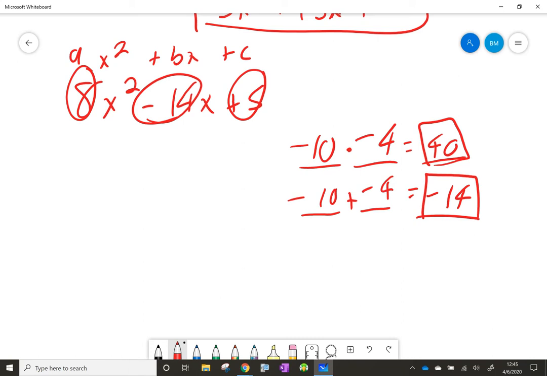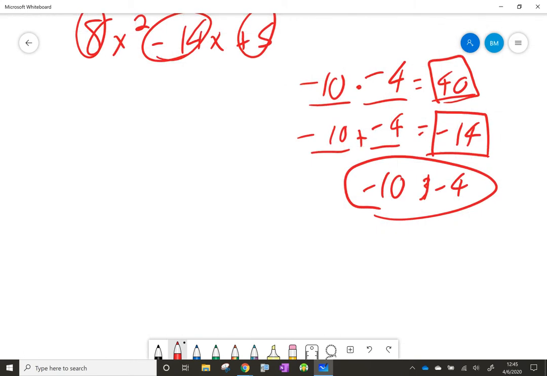So the two numbers we're looking for are negative 10 and negative 4. Now, that's not our answer, but that's very important for us. Remember what we're going to do with those numbers, okay? It's very important you remember how we use these numbers now that we know what they are.